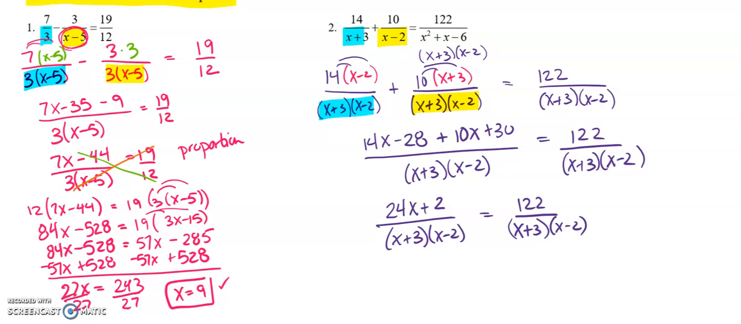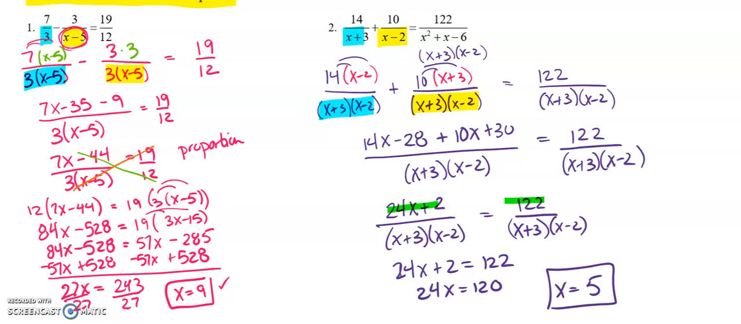Now here's why getting a same denominator for both sides is nice. The denominators match. So if my denominators match, then my numerators are going to have to match. So at this point I can say that 24x plus 2 equals 122. So 24x equals 120. 120 divided by 24, how nice, is 5.